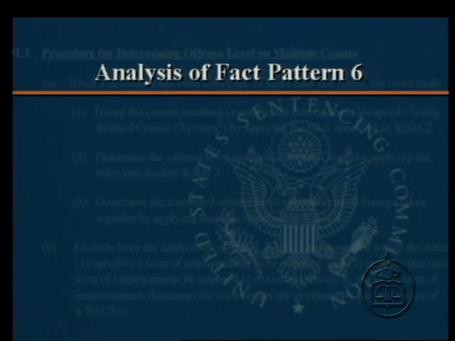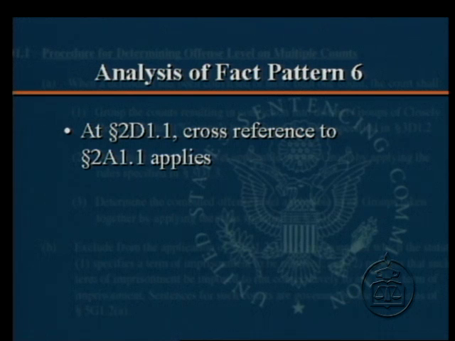Now, 1B1.5 is where you will find instructions for applying cross-references. And 1B1.5 states that anytime you apply a cross-reference, you are to come entirely out of the guideline that you're working with and apply that new guideline in its entirety, unless you're otherwise specified to do so. So once again, we have the cross-reference applying here at 2D1.1, and we're going to cross-reference to 2A1.1.